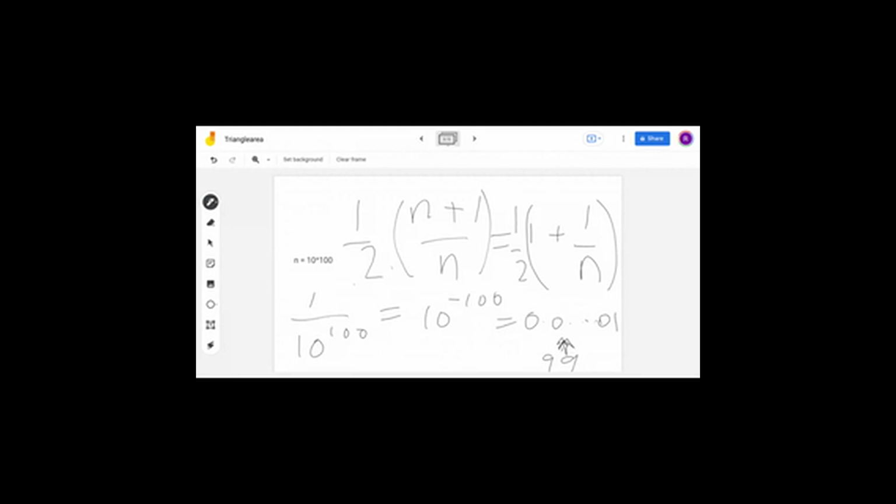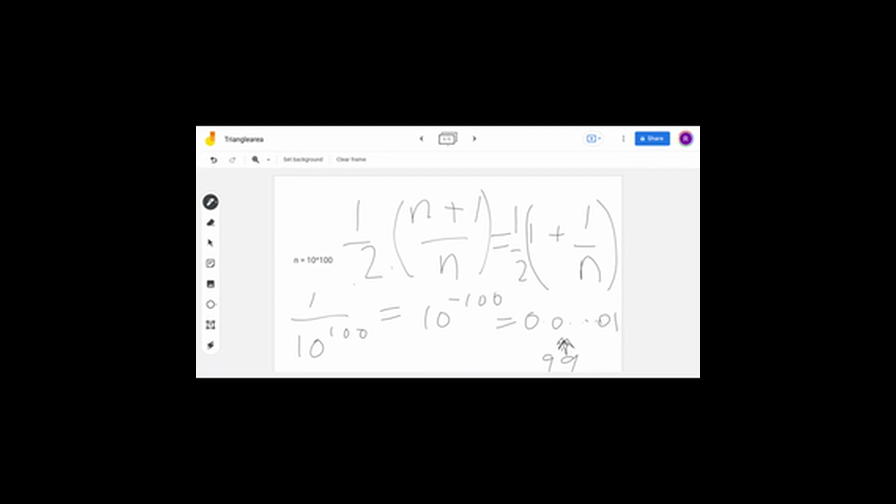Okay. And now tell me, what did we do after that? After we got half times 1 plus 1 over n, what did we say? That if n becomes bigger and bigger, 100 and then million and then billion and then 10 to the power 100 and so on, then what happens to this 1 plus 1 over n? It is near to 1. Yes, it becomes very close to 1.